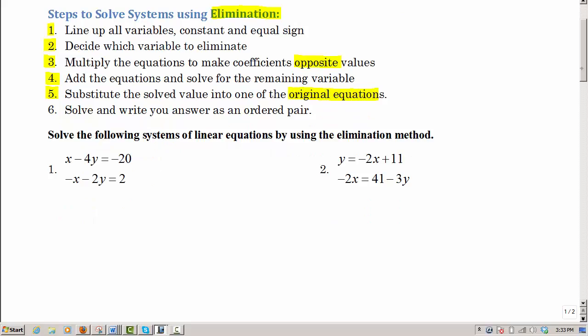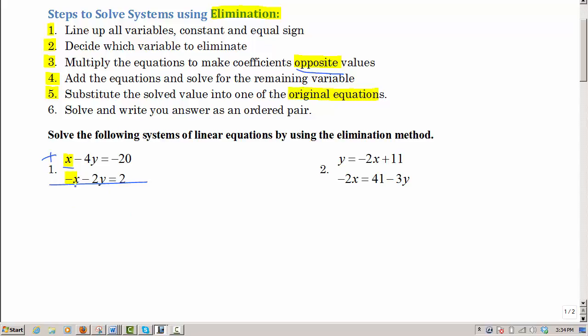On number 1, if you notice, the variables are lined up as best I could when I was typing it, and we want to decide which variable to eliminate. Well, let's just look. We have a positive 1x and a negative 1x. We need to make them opposite values, and that one's already done for us. So I'm going to choose to eliminate the x's because they're already a 1 and a negative 1, those opposite values.